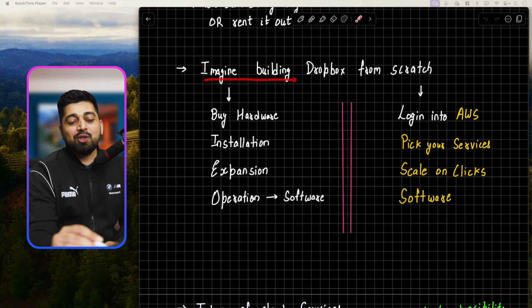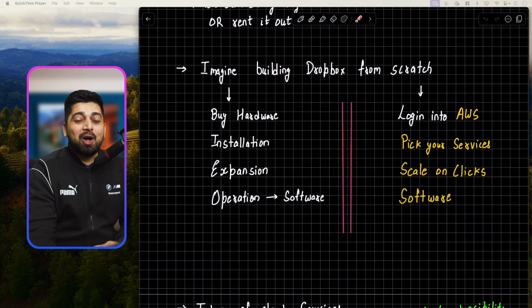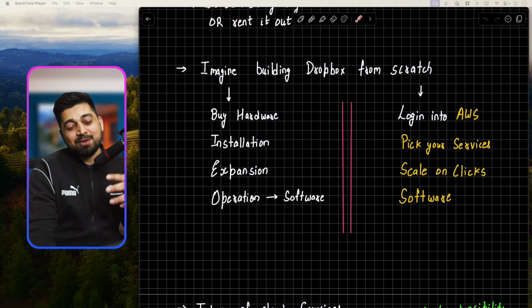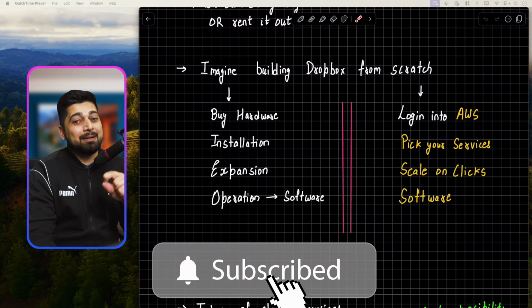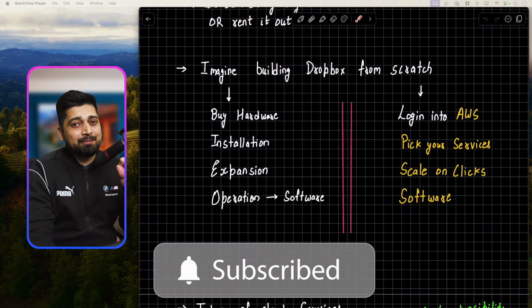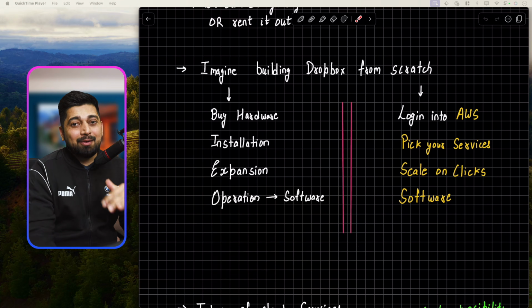Now imagine that you are building Dropbox from scratch. Why did I pick Dropbox? Because it handles a lot of data. You need a lot of storage for that. Now imagine the same exercise that you have to do. The first step is already a lot of hindrance in just joining the game, which is buying the hardware. What hardware to buy, how much hardware to buy, do we need a backup of the hardware, do we need a backup of the power supply, and how we will be doing all of this, who will be giving us the best price. This is the first entry point barrier in just building a Dropbox.